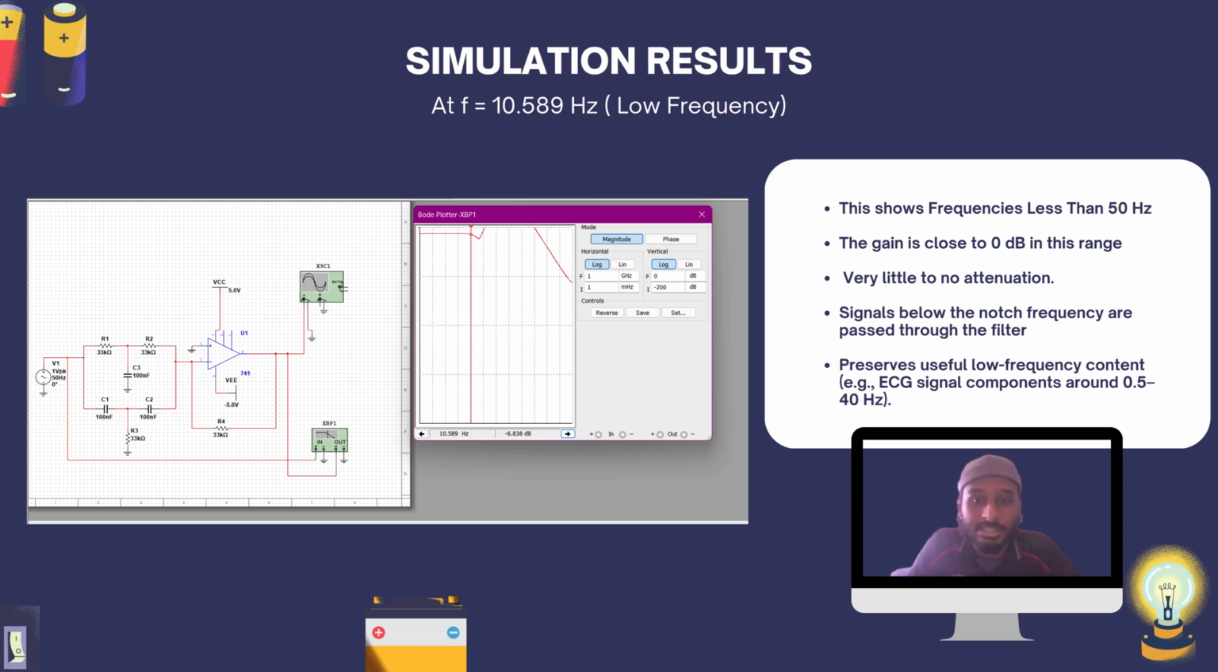First, we are going to see at a frequency of 10.589 Hz, which is a low frequency, what result we obtain. Using the dot plotter as I mentioned earlier, we can see that at a frequency of 10.589 Hz, the gain is close to 0 dB. This means that there is very little to no attenuation of the gain. So the signals below the cutoff frequency are passed through the filter, and it preserves useful low frequency content. As I mentioned earlier, ECG signal components are around 0.5 to 40 Hz. This means that below a frequency of 50 Hz, the signal will be passed through the filter.